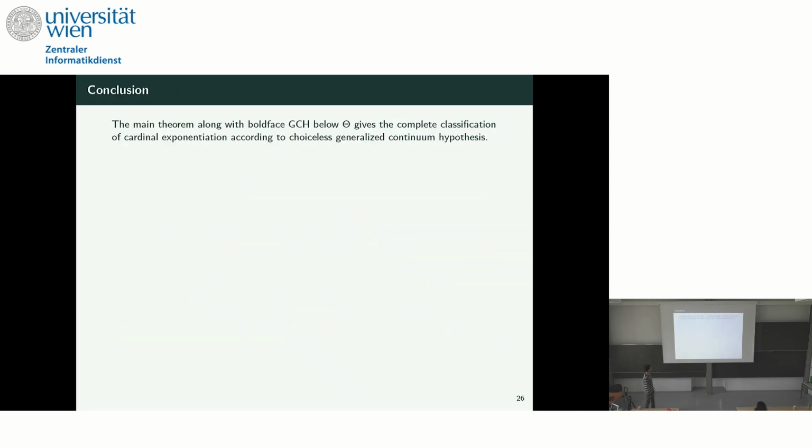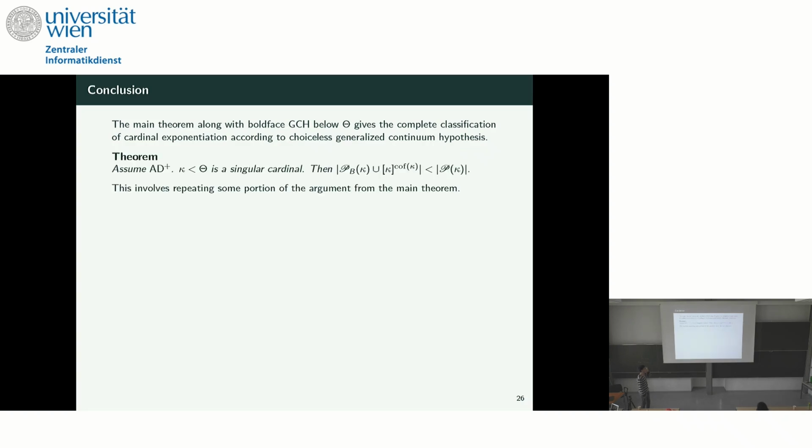And just want to remind you, from this main theorem and HGCH below kappa, you can easily get that cardinal exponentiation result that I mentioned at the beginning of the talk. If you repeat this argument with some additional new ideas, you can show that if kappa is a singular cardinal, then P(kappa) union kappa to the cov kappa is strictly smaller than the power set of kappa. And at first glance, you would think that this is almost obvious from the main theorem, and it is if you have some regularity properties.